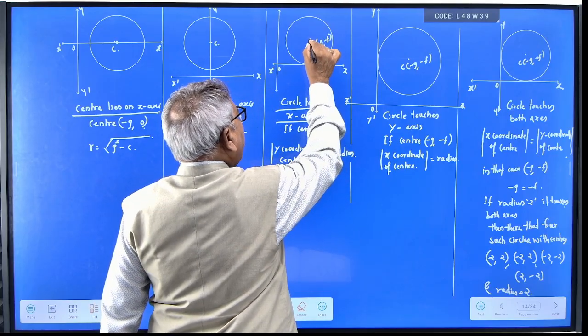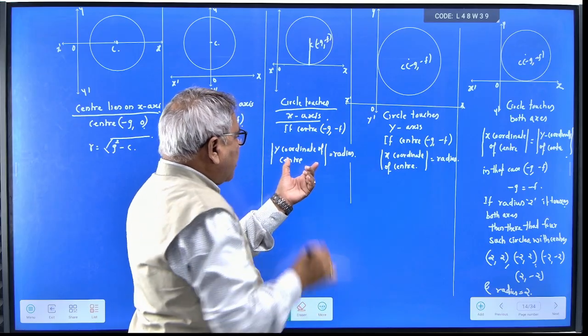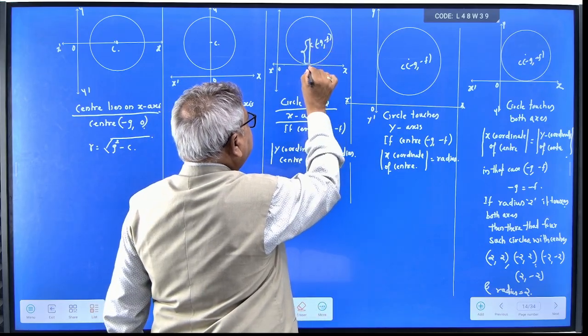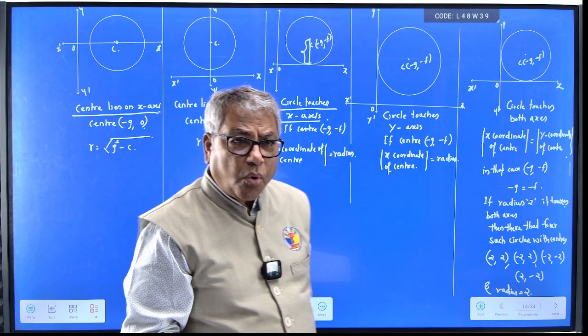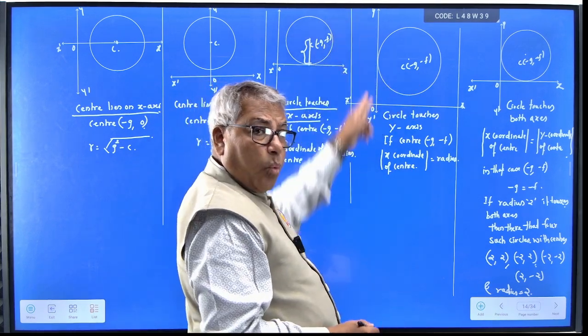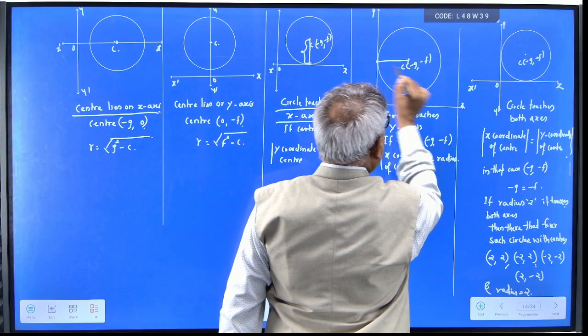It's a y coordinate. It may be in any direction. So the mod of the y coordinate of the center is always the radius. This becomes the radius. Remember that. The mod of the y coordinate of the center becomes the radius, right? If the circle touches the y-axis, remember that this is the x coordinate of the center.